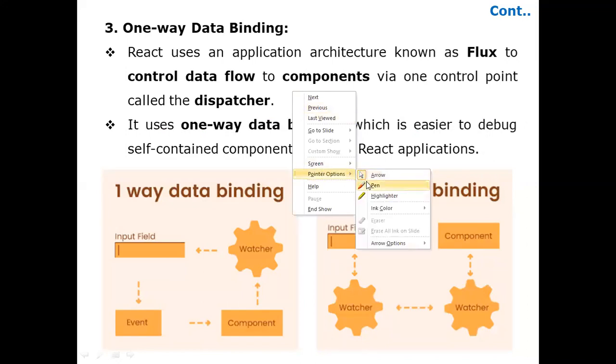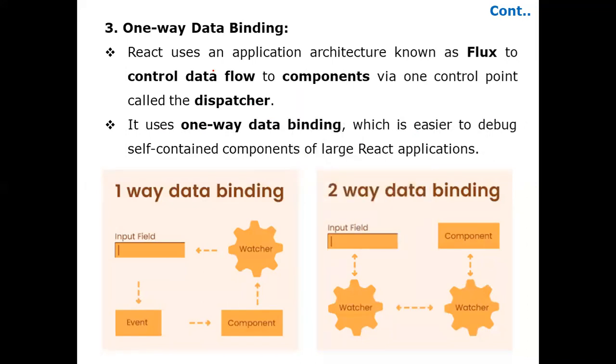Now the third use is one-way data binding. What is one-way data binding here called? Here they use an application architecture. React uses an architecture called Flux. The use of Flux is to control the data you are operating on and control this data flow to the components via only one control point. That control point is called the dispatcher.